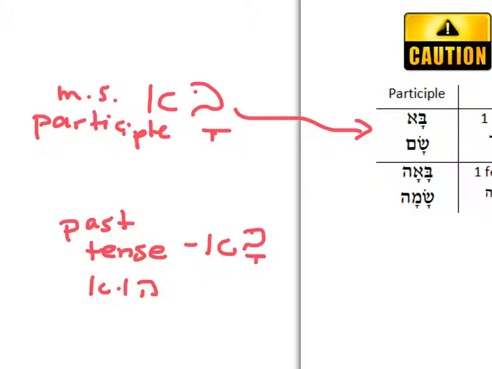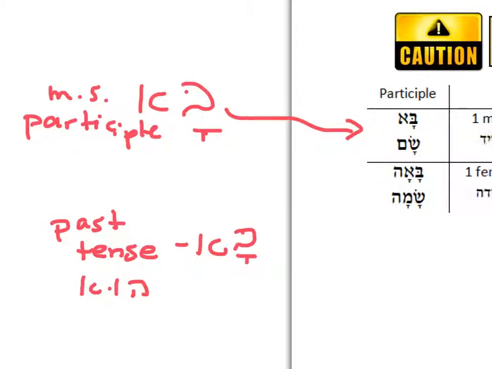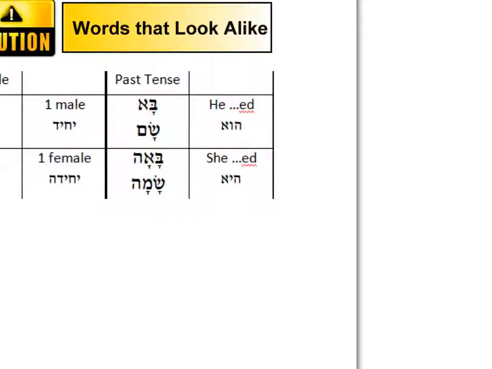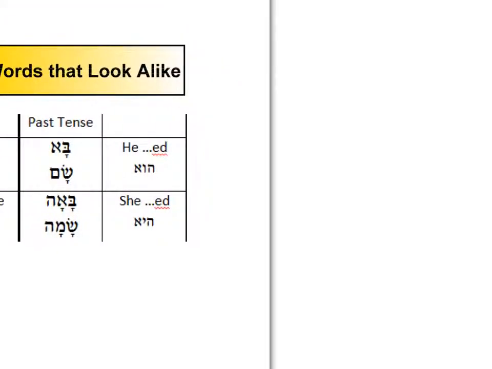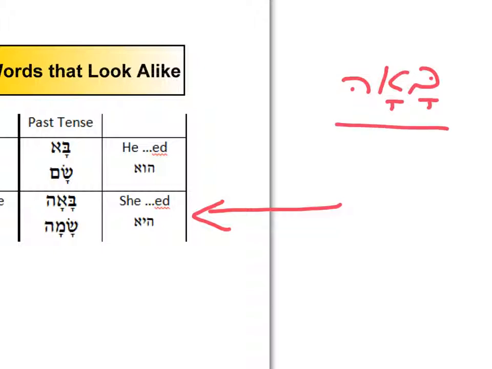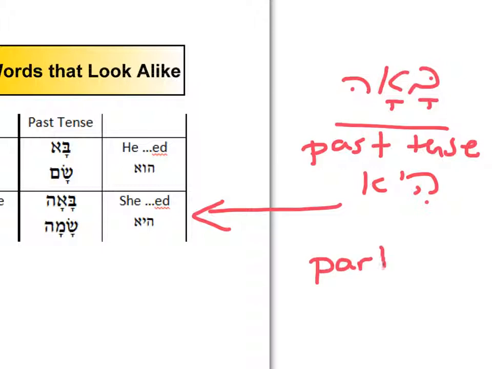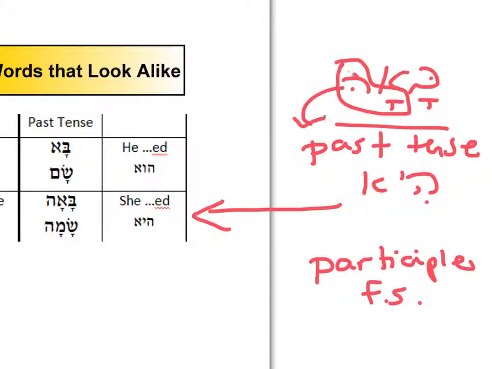And even feminine singular has a problem. If we look at feminine singular, here we have ba'a. Ba'a can be past tense for he or for she, or it could be a participle for feminine singular. I have my kamatz suffix, so it could be either past tense or a participle. How am I going to differentiate between these?